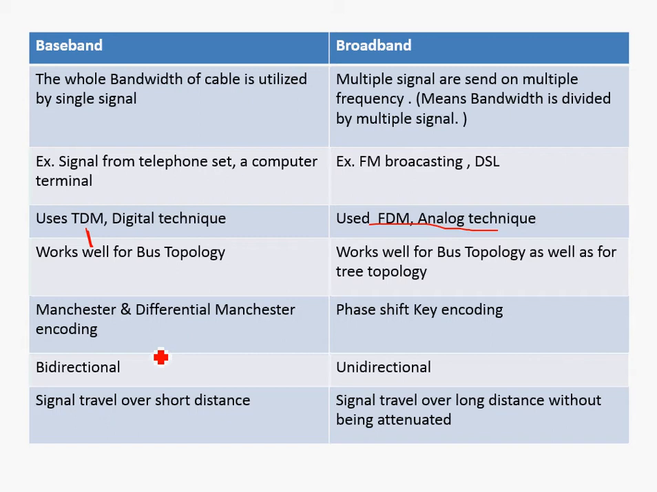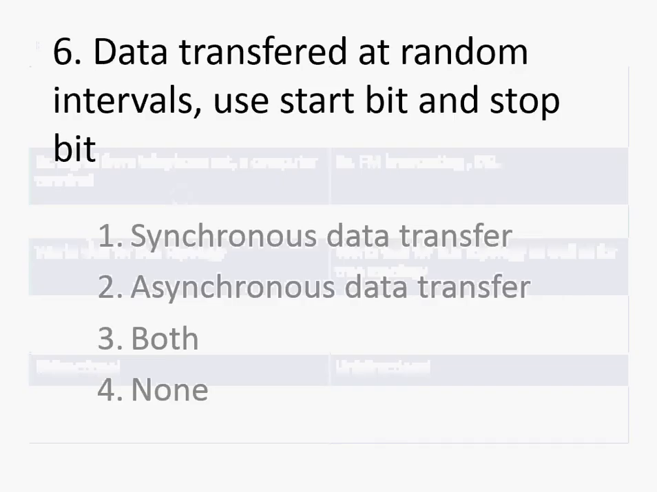phase shift keying encoding. Baseband is basically bidirectional. We easily see the example in a telephone set, and broadband is an example of unidirectional. We see the example of FM broadcasting. Now the last difference is that signals travel over a short distance in baseband, and signals travel over a long distance without being attenuated in broadband. So that's all for question number 5.